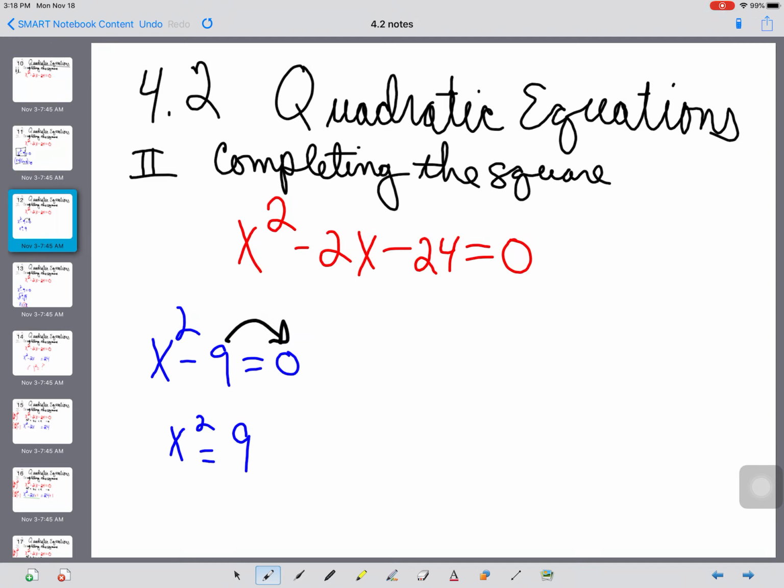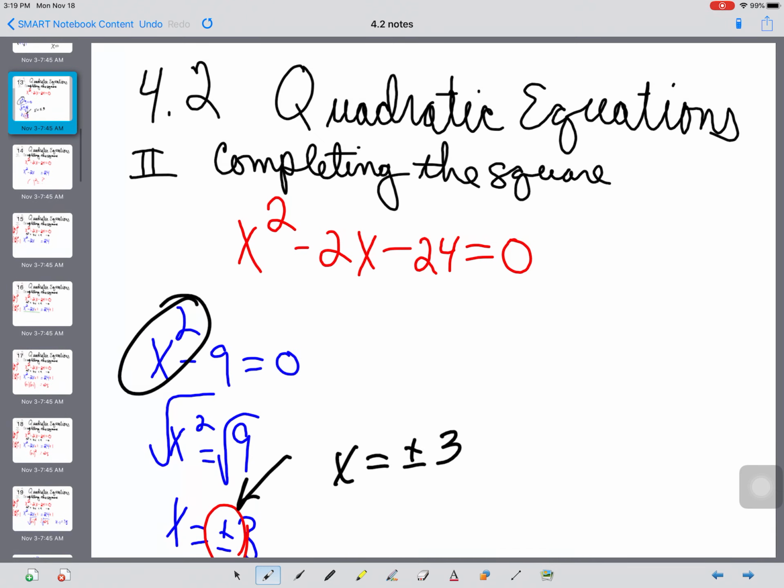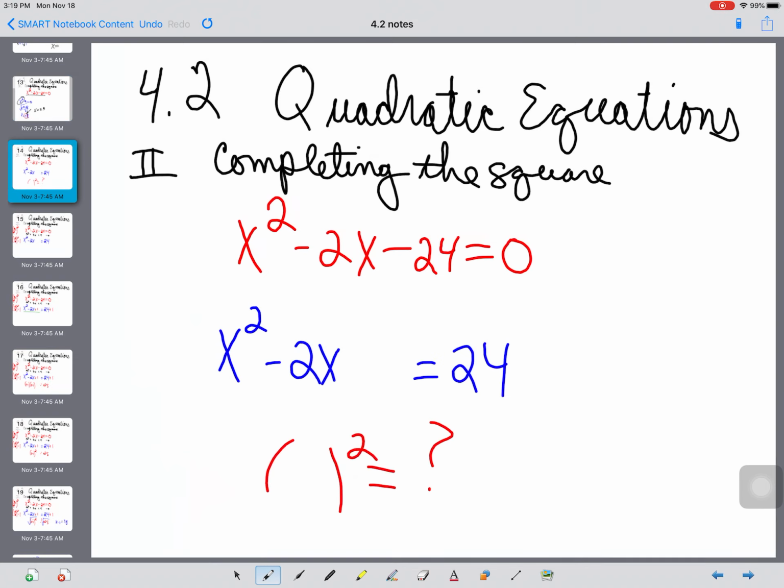And remember, when I solve, my final answer needs to be x equals something, and not x squared. So when I get the 9 to the other side, now I'm able to take a square root. And of course, don't forget, when you take a square root, don't forget the plus or minus. So you end up with x is equal to plus and minus 3. What made this easy to solve is x squared is a perfect square. So what I'm going to try to do is make this into a perfect square. And I'll show you what I mean here.